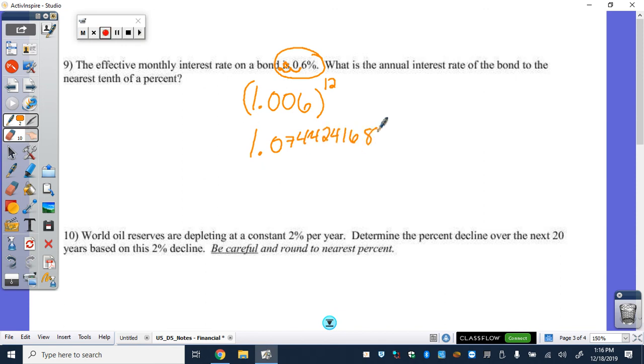So I'm going from 1 month to 1 whole year. Nearest tenth of a percent, what is our percent increase? 7.4%. Now if I wanted to go the other way, if I had yearly and I wanted to go down to 1 month, what would I do? 1 out of 12. Yes.